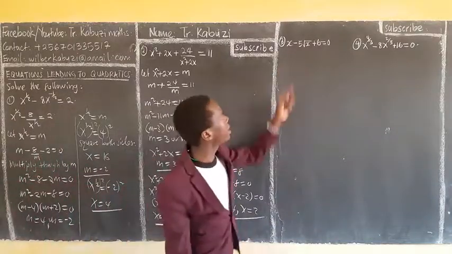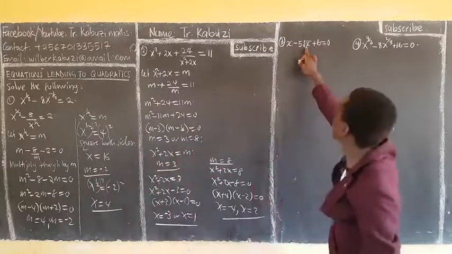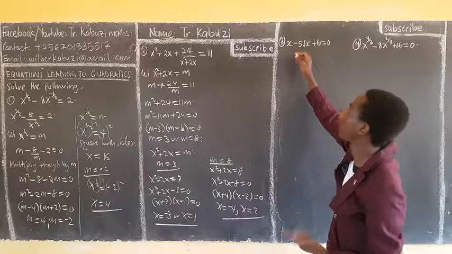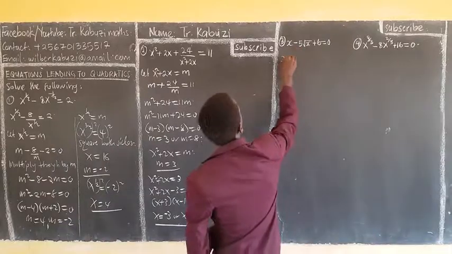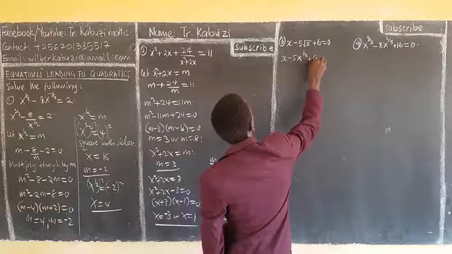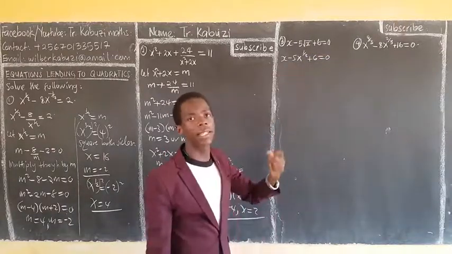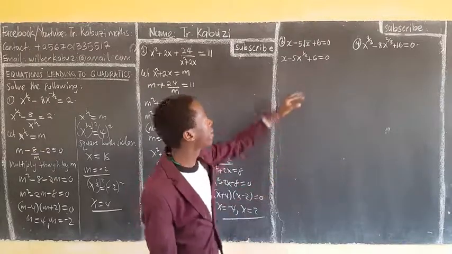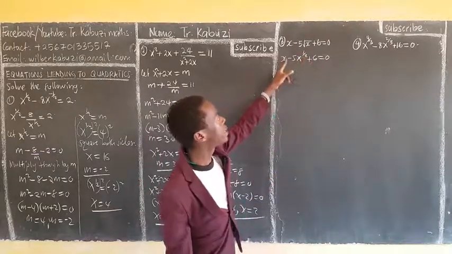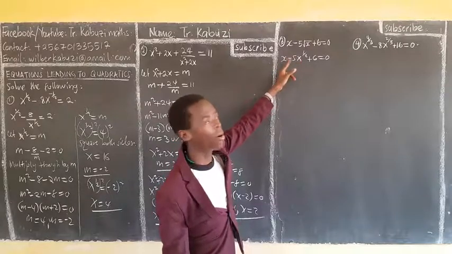Now I come to this one, which is a bit challenging. This one is the same as x power half. So I start with that. This is x minus 5 x power half, then plus 6 equaling 0. Now, we always create a small power. You see, this one is x power half, but this one is x power 1.